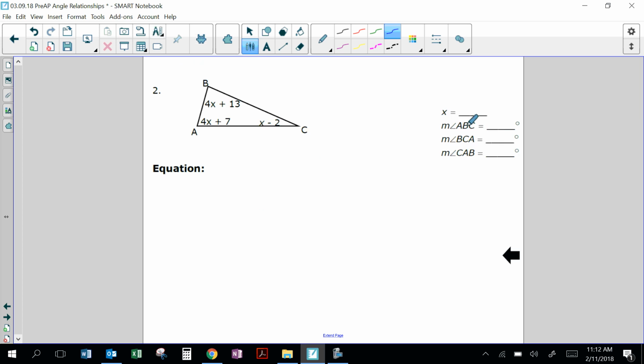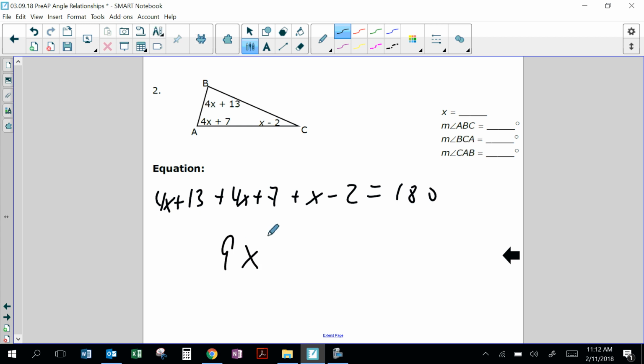So find what x is equal to. We need to write it as an equation. 4x plus 13 plus 4x plus 7 plus x minus 2, and it'll be 180 degrees. So if we look closely at this one, if you collect all of the variables together, 4x, 4x, x, that's 9x. If you can't see, it's right here. 4x plus 4x plus x is 9x.